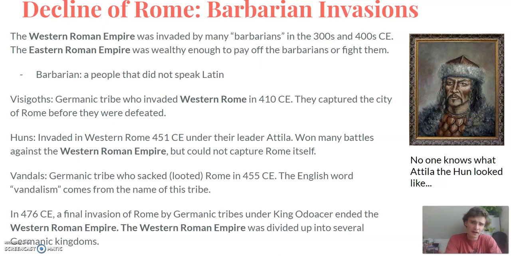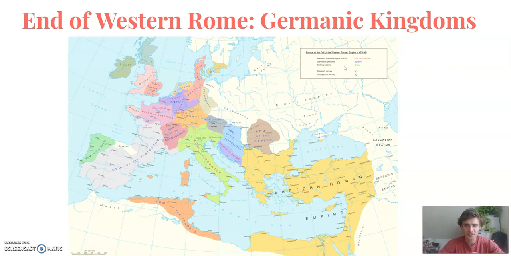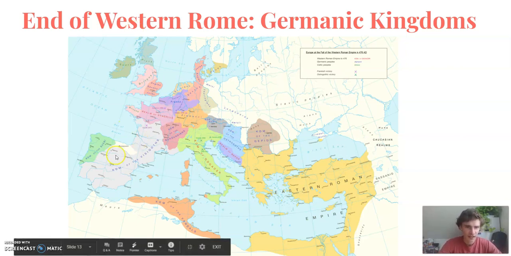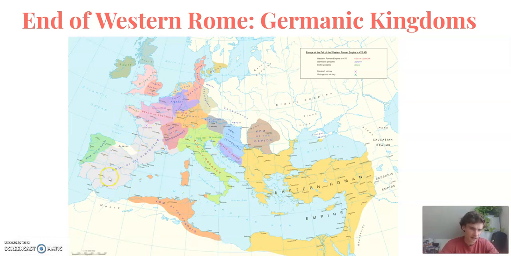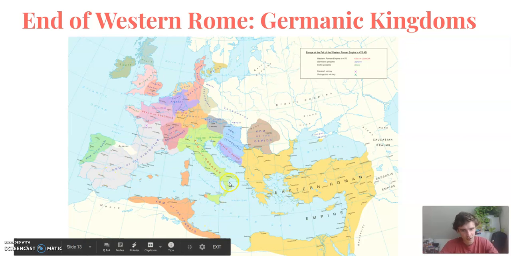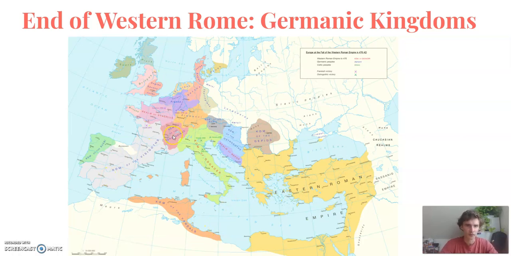The Western Roman Empire couldn't withstand any more invasions, and in 476, one final invasion by a Germanic king named King Odoacer ended the Western Roman Empire, and it was divided up into several kingdoms ruled by different Germanic tribes. So as you can see in 476, the Western Empire is dissolved, and it's split up into many kingdoms. You have the kingdom of the Visigoths, the Vandals, Odoacer, and then many other smaller tribes.